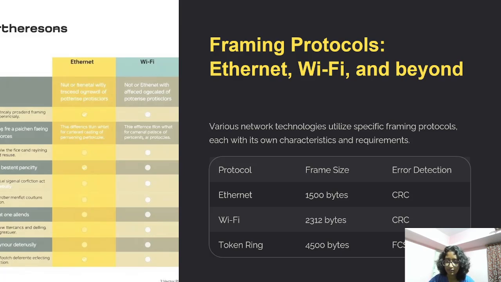Protocol Ethernet, frame size 1500 bytes and error detection is CRC. Protocol Wi-Fi, frame size 2312 bytes and error detection CRC. Protocol Token Ring, frame size 4500 bytes and error detection FCS.